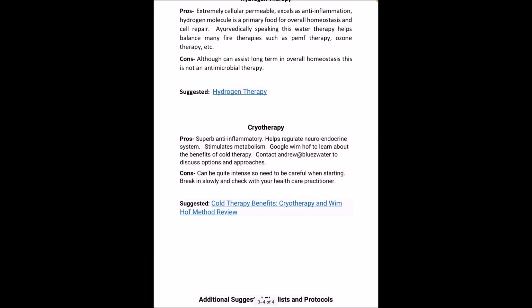Okay, so we can get more into explaining this, but Google Wim Hof and get a feel for why cold therapy is an excellent therapy. The con is, it's very intense. You have to be careful when starting. Due to the intensity of the therapy, if you have, let's say, a really weak heart, probably something you would not want to do. So you need to check with your healthcare practitioner. Where I go, they actually have a whole checklist of symptoms that they ask you to sign off on.